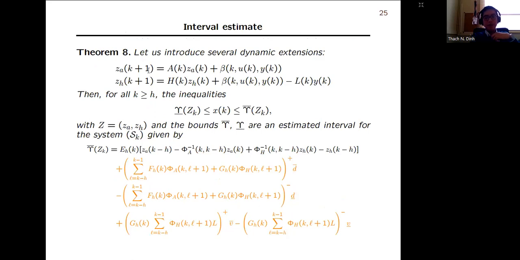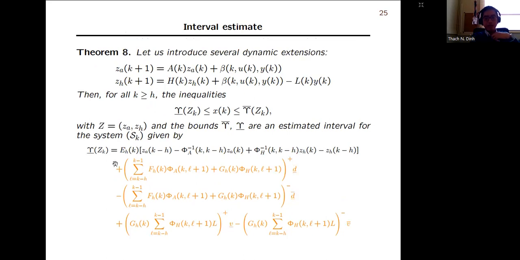And we have the dynamic extension of the interval observer design as follows. Very similar to the first part. We just need here to change the state transition matrix by a more general form, and we can reach the objective of designing two bounds for the real state of the system.